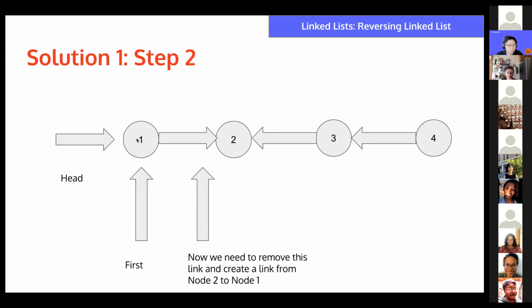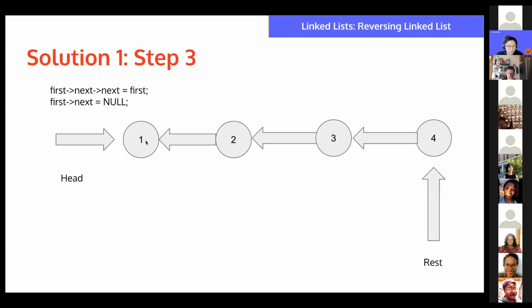remember that because 1 is currently pointing to 2, if we want a reference to 2, we say first.next. So this is first.next. And we're going to set the next on first.next to be this 1 node. So in code, we're saying, here's first.next, and we want to set first.next.next to be this 1 node.